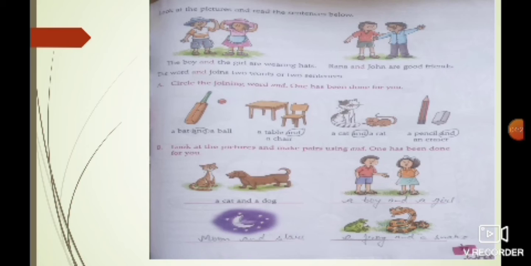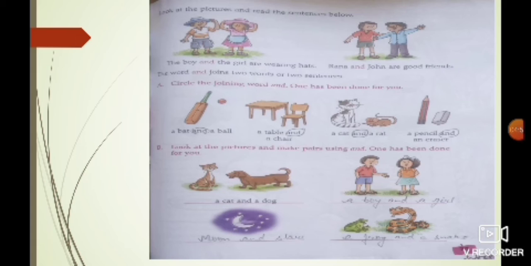Now, here the exercise starts. First one, question number A. Circle the joining word and. One has been done for you. Here pictures are given and a sentence is written about the given picture. What you have to do? You have to circle the joining word and. See the first picture? A bat and a ball. So and is circled.